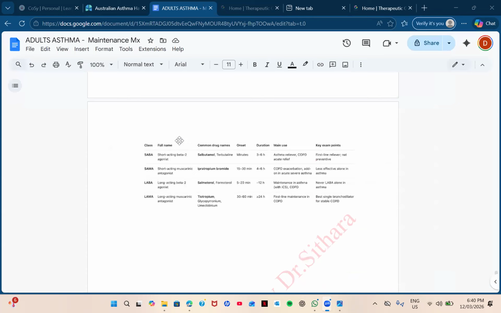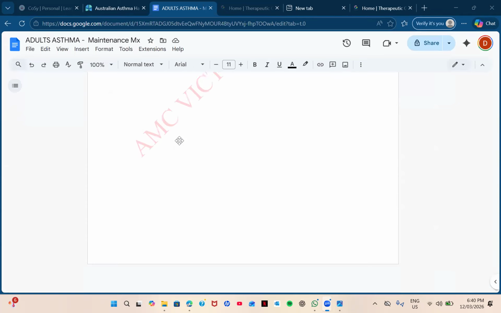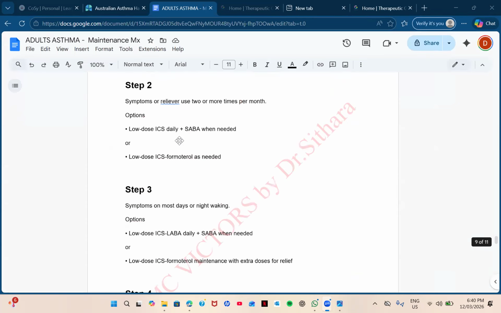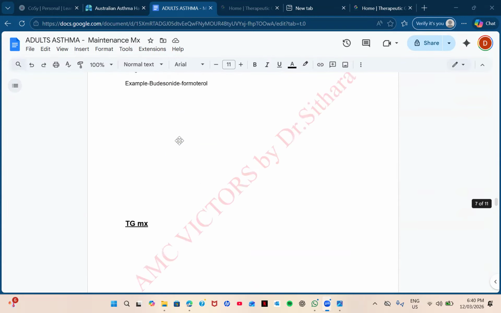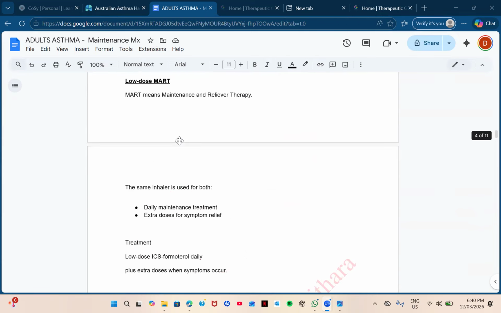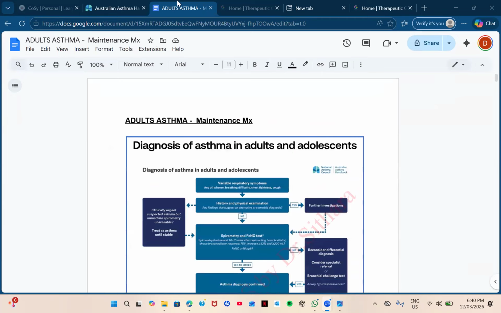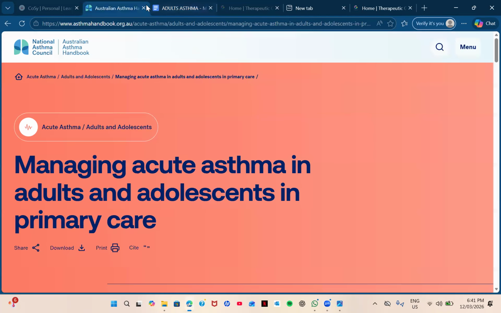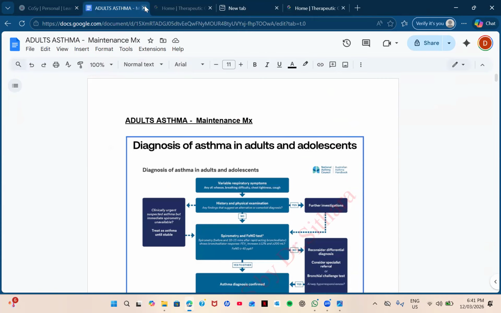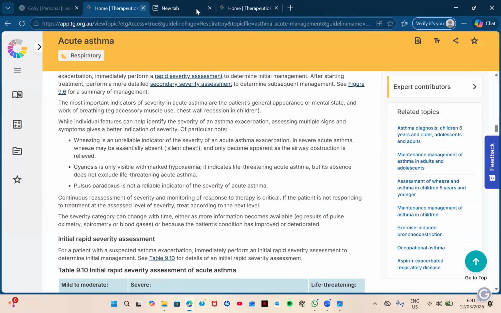Yes, that's also adult asthma. I'm not going to discuss pediatric asthma. It's a very easy topic, and you just have to follow the huge tree charts. So we're all done with asthma. Do you have any other questions? We have done maintenance therapy and acute treatment, so we will move to the next topic.